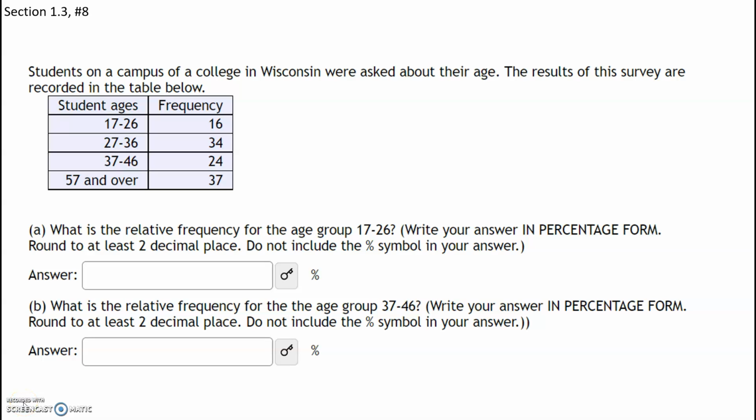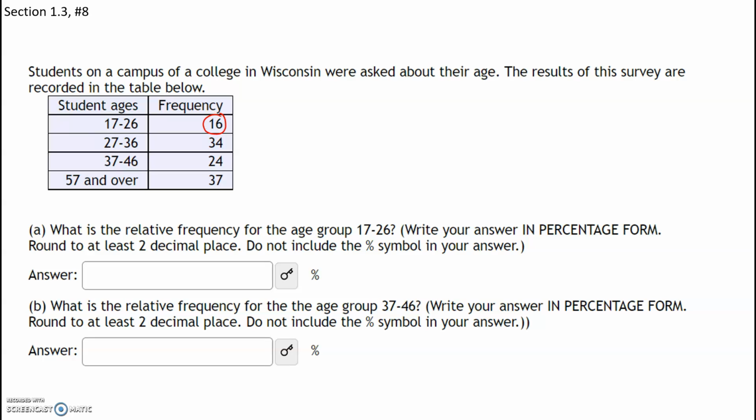Students on a campus of a college in Wisconsin were asked about their age. The results of the survey are recorded in the table below. So we have an interval of ages. The first interval is from 17 to 26, and the frequency is 16. The frequency means how many students are between the ages of 17 to 26, and there are 16.